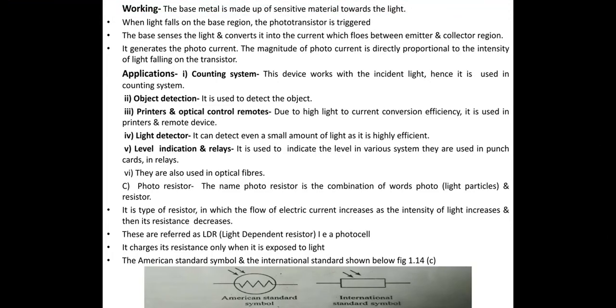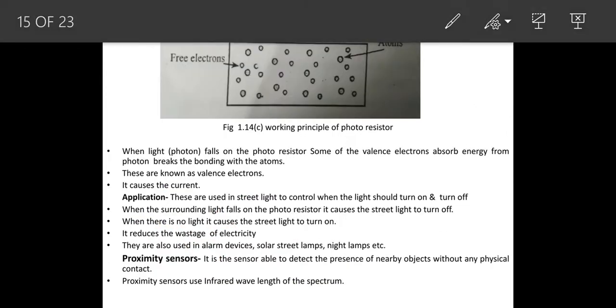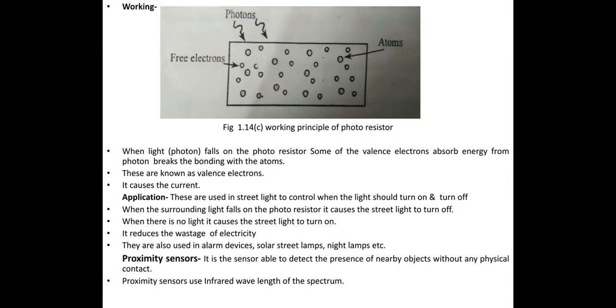Hello friends, now we'll discuss the working of the photoresistor. Okay, now you just see this diagram. Now you see here, this is the object, free electrons, atoms inside the object. So when the light falls, light is in the form of photons.